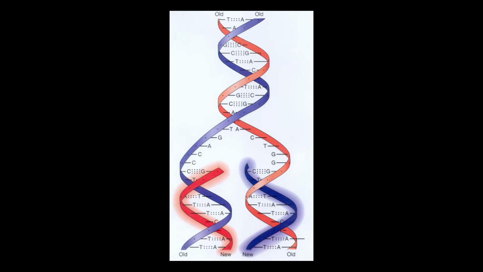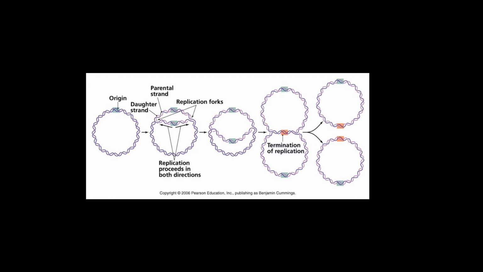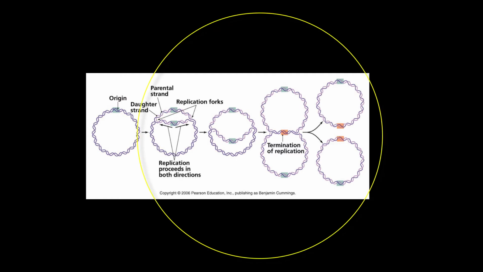In prokaryotes, DNA replication occurs bidirectionally from a single point, the origin of replication or ORI site. Helicase unwinds and unzips the DNA at the ORI site. ATP is required for this step. DNA replication then proceeds bidirectionally around the circular bacterial chromosome.